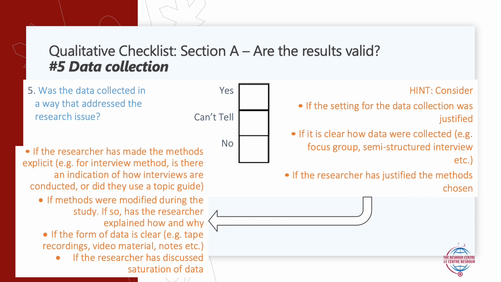For example, if interviews were used as a method for data collection, were they semi-structured? Were they done in a focus group? Was there an interview guide? And then also if the methods were modified at all during the study. Sometimes there is a justifiable reason for this to happen, and if it did, then we're looking for some explanation about how and why.